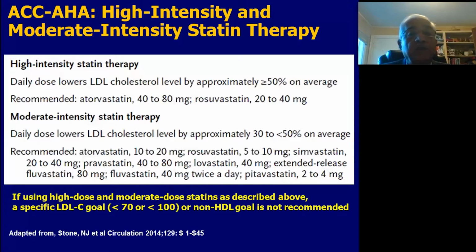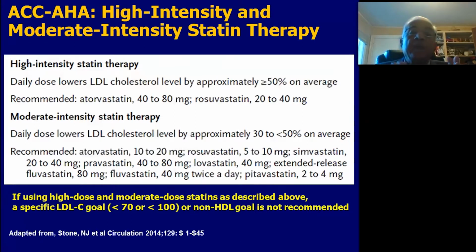In all other patients, when you're looking at moderately intensive statin therapy, you are aiming to lower their LDL cholesterol by a statin dose which will lower the LDL cholesterol by 30 to 50% on an average from baseline. This will be achieved by atorvastatin 10 to 20 milligram, rosuvastatin 5 to 20 milligram, and so forth. Simvastatin actually should not be less than 20 to 40. Pravastatin should not be less than 40 to 80 in order to achieve those kinds of reductions in LDL cholesterol.